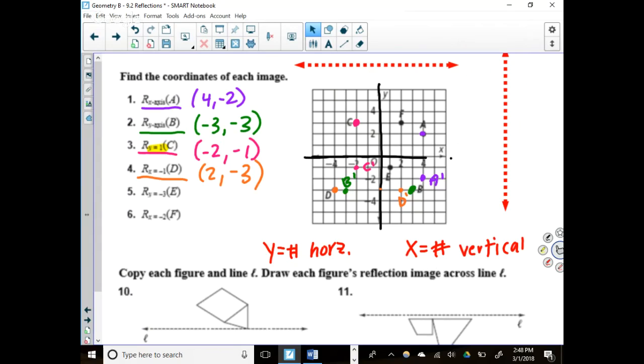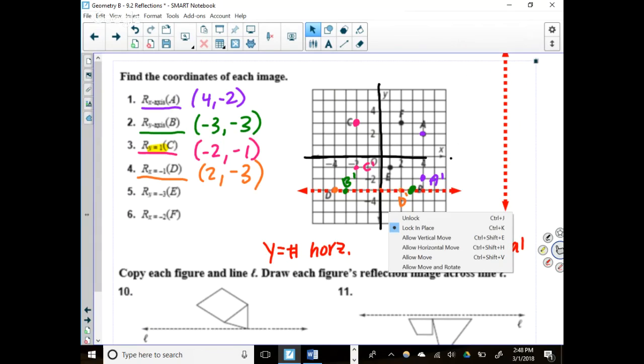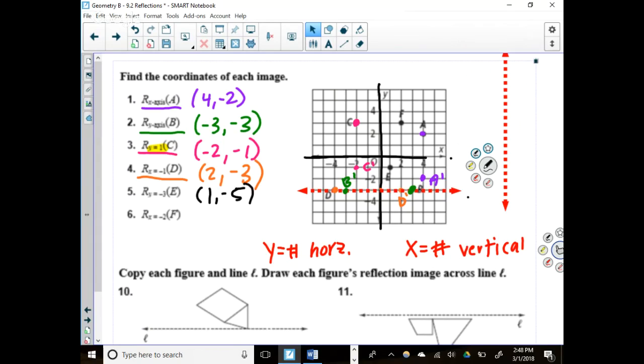Okay, so ladies, let's review this then. So y equals -3. What kind of line is it? It is a horizontal. Okay, so it's a horizontal line at y equals -3 right here. So E is up 2, right? So you just go down 2, which the ordered pair would be 1, -5. Questions?